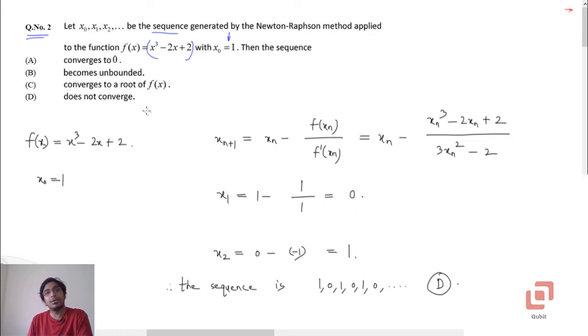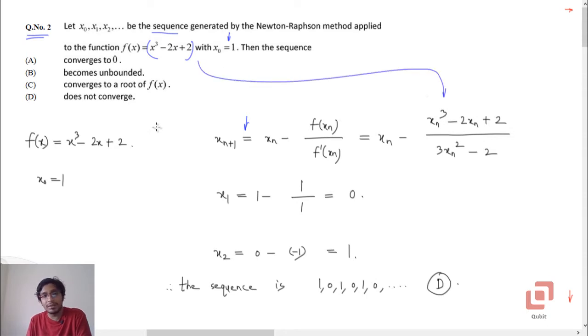Now to solve this question we should know the formula that we use to find the next guess, which is xn plus 1 is given by xn minus f(xn) upon f dash of xn. What is f(x)? x cubed minus 2x plus 2 will sit here. In the denominator of the second term, we have the derivative of f(x), which is 3x squared minus 2, so f prime of xn will sit here.